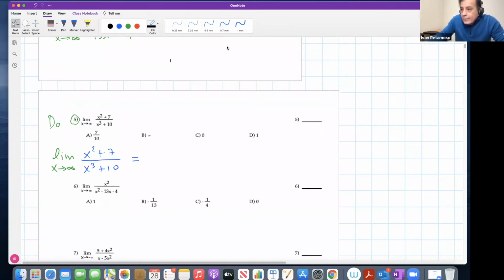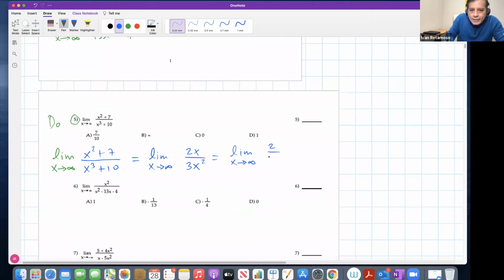Number 5. Julian, very good. Excellent. You got it. Yeah, basically, if you use L'Hopital's rule, you can replace the quotient of the functions by the quotient of the respective derivatives, right? The derivative of this is 2x. The derivative of this is 3x squared. Simplify right now. Simplifying.